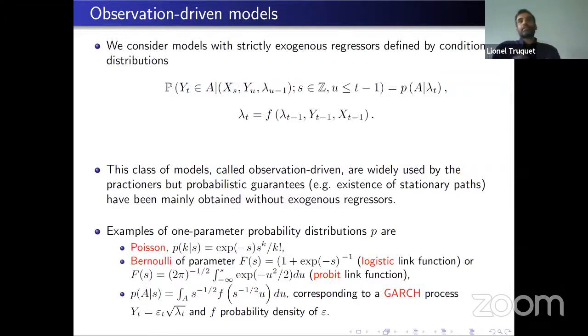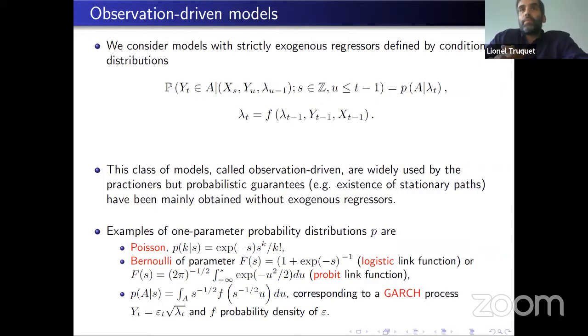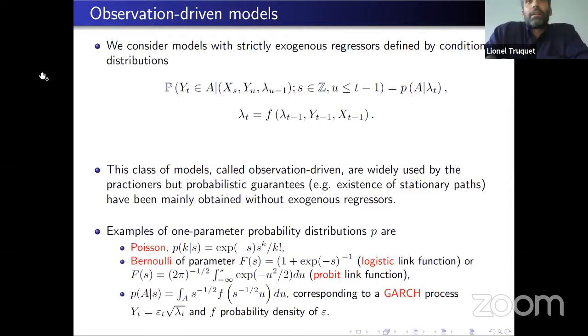So I will consider some models that are called observation driven. And the principle of this model is to define a bivariate Markov chain. So conditionally to past value, Y is defined by a conditional distribution, a one parameter distribution. So here I only focus on a univariate response, but it can be possibly extended. And this distribution is called P. And you replace the parameter of the distribution by a latent process, and you put an autoregressive structure on this latent process. So here you have some exogenous information that will enter in the dynamic.